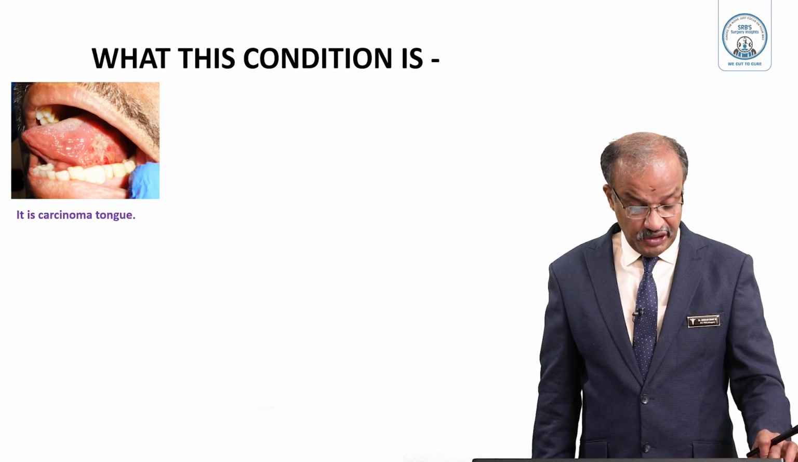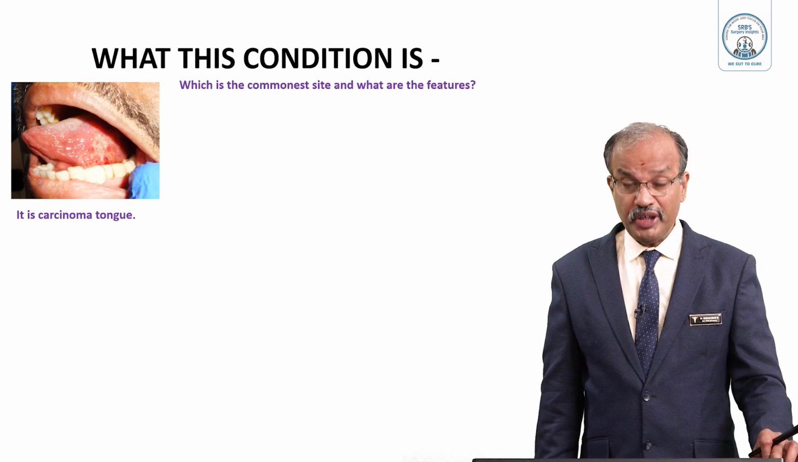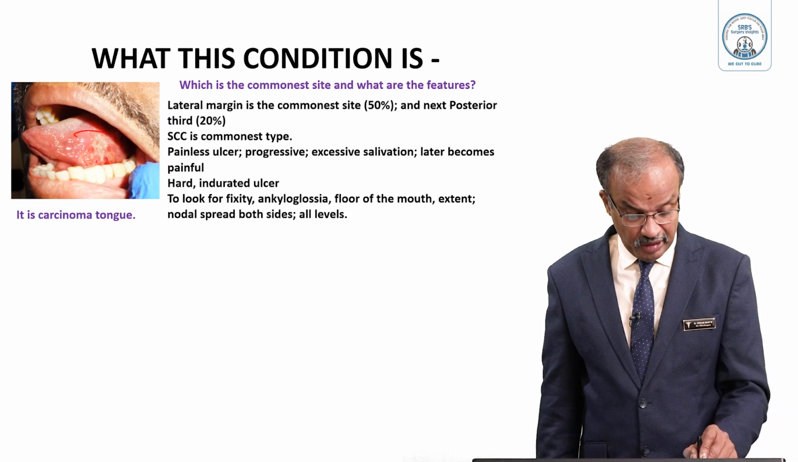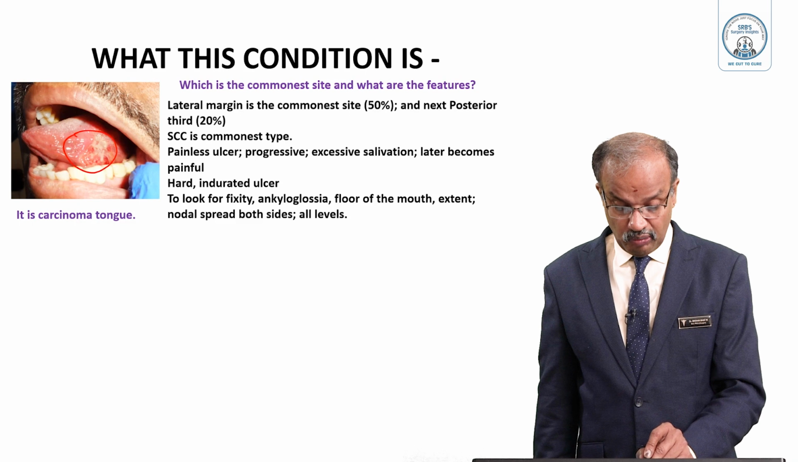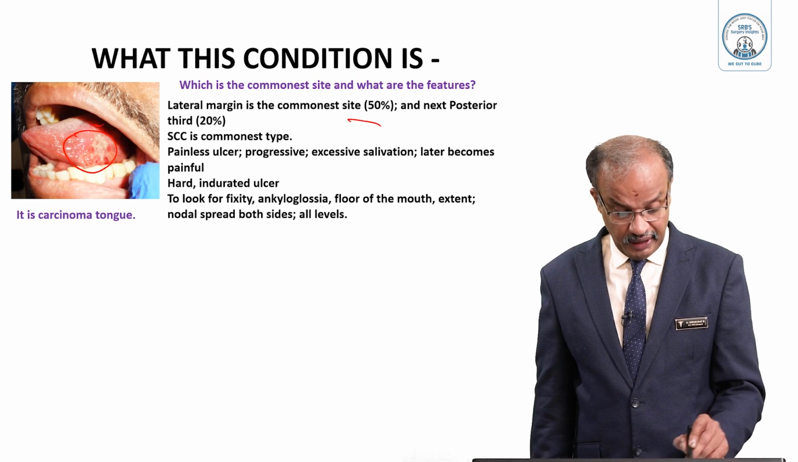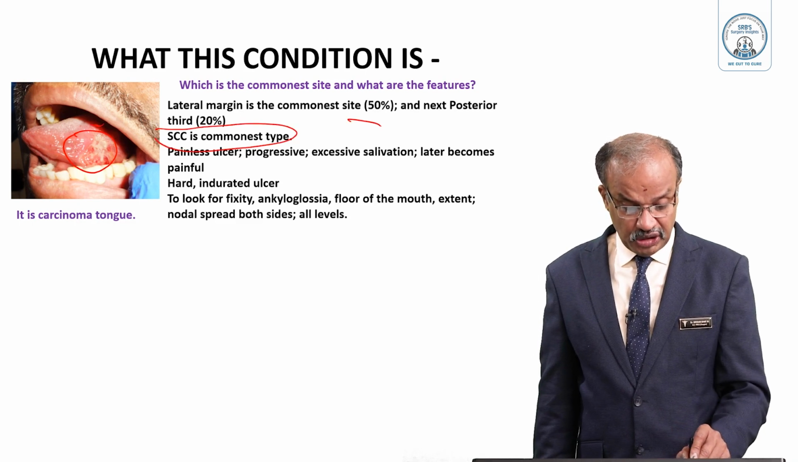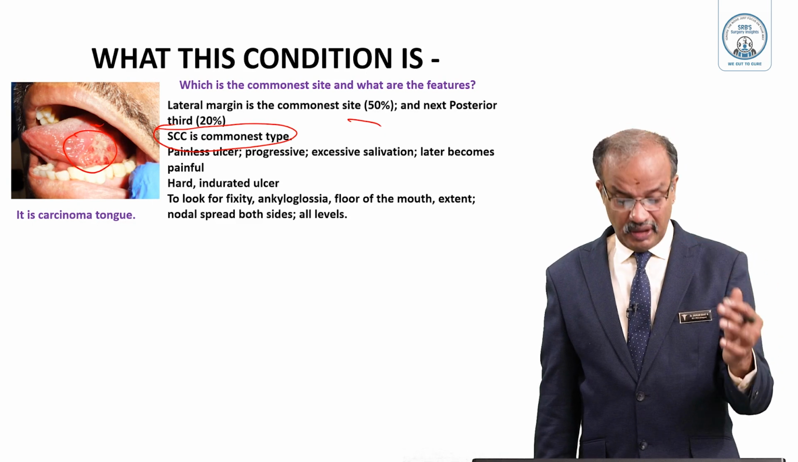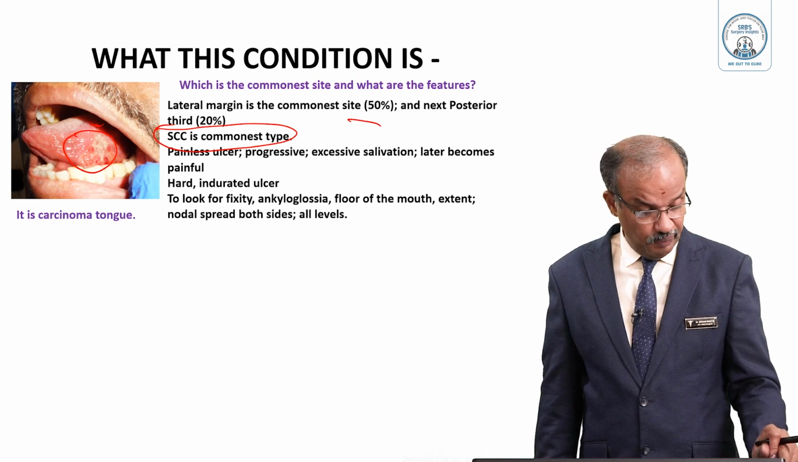So what is this, carcinoma tongue? Which is the commonest site and what are the features? Remember, already told, the lateral margin is the commonest site of tongue carcinoma, 50%. Next is the posterior third. SCC is the commonest type histologically. Of course, adenocarcinoma, melanoma and other rare tumors can occur, but this is the commonest type.